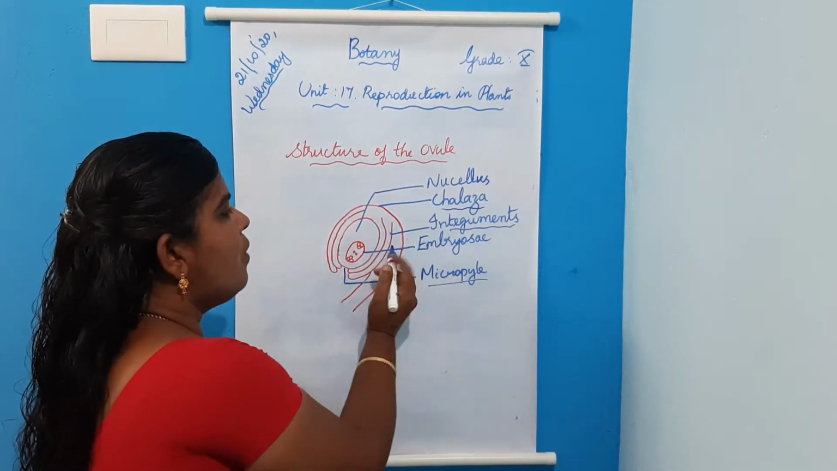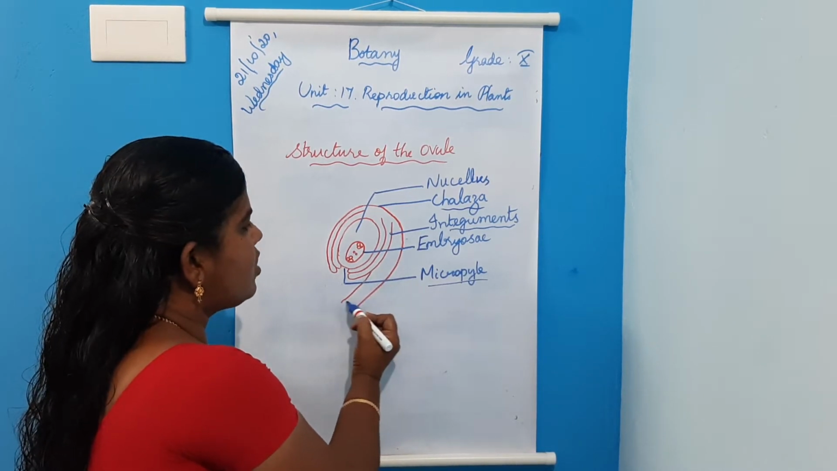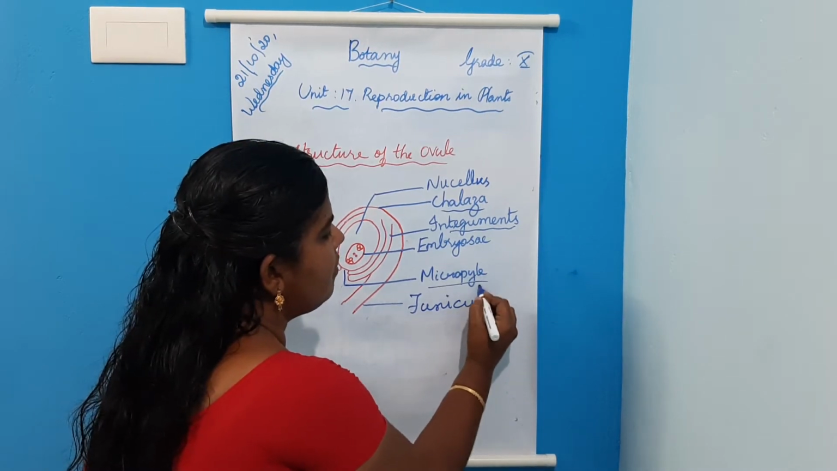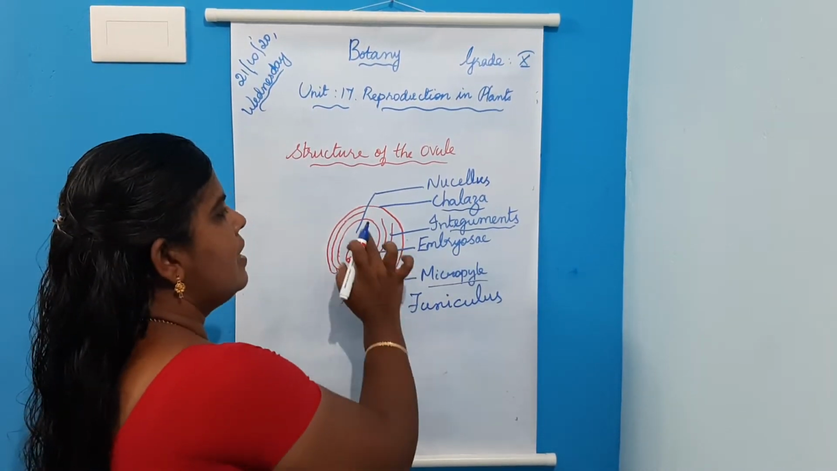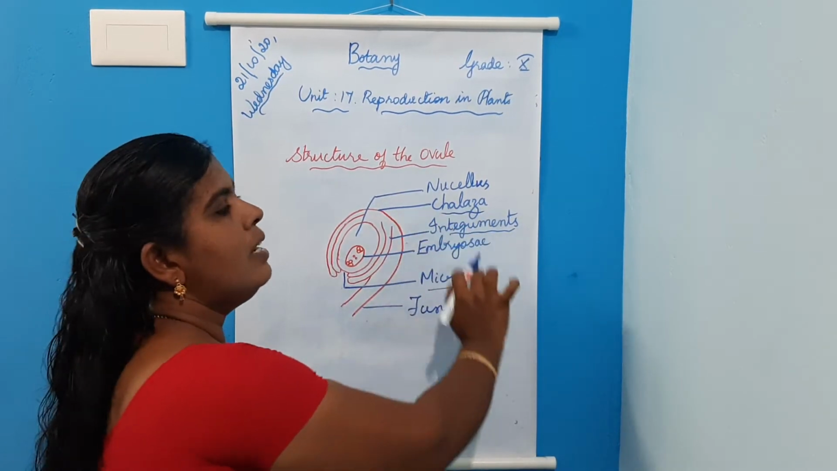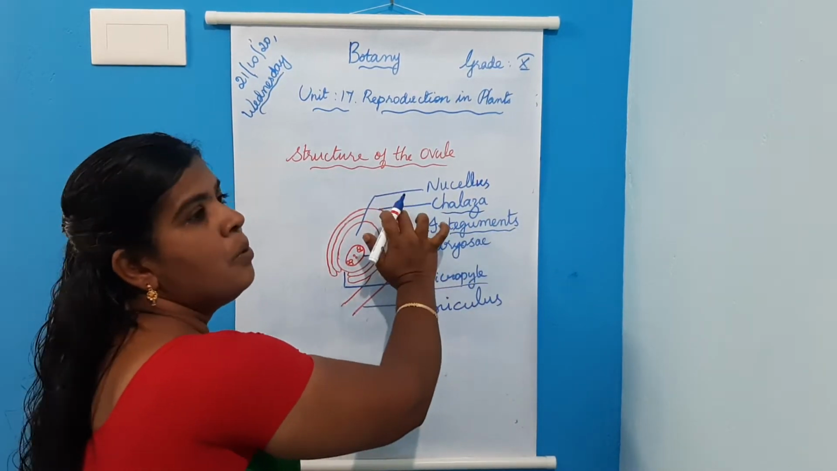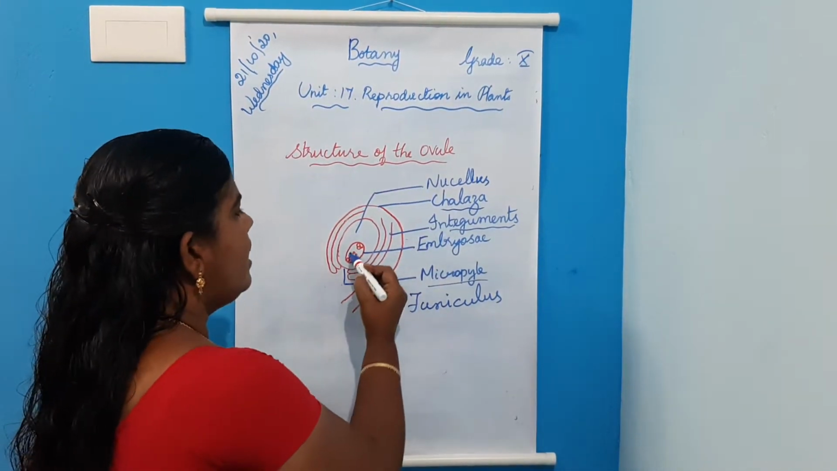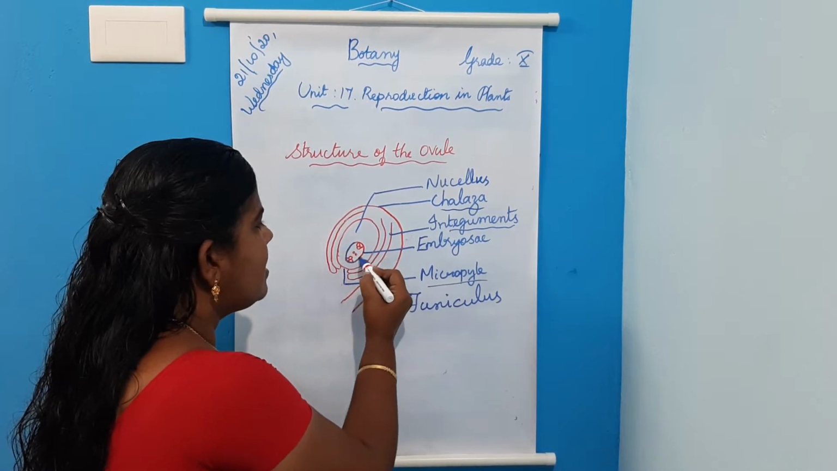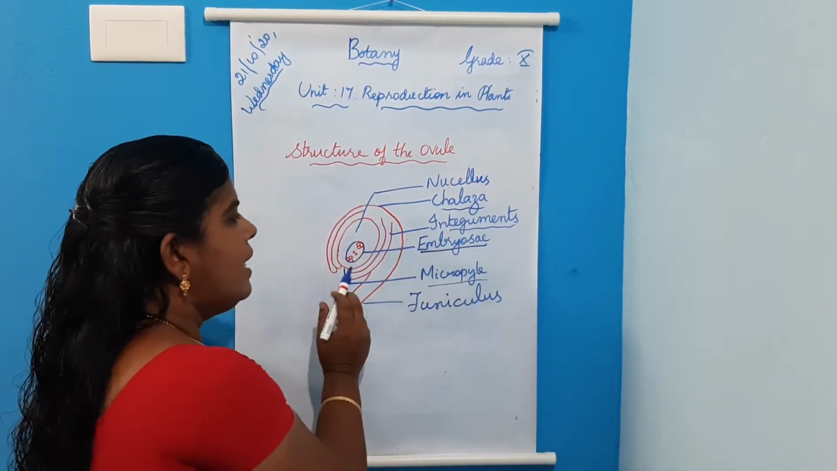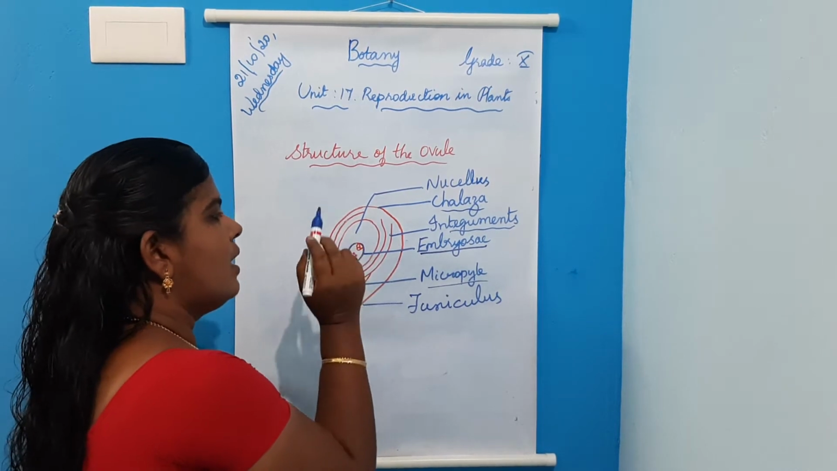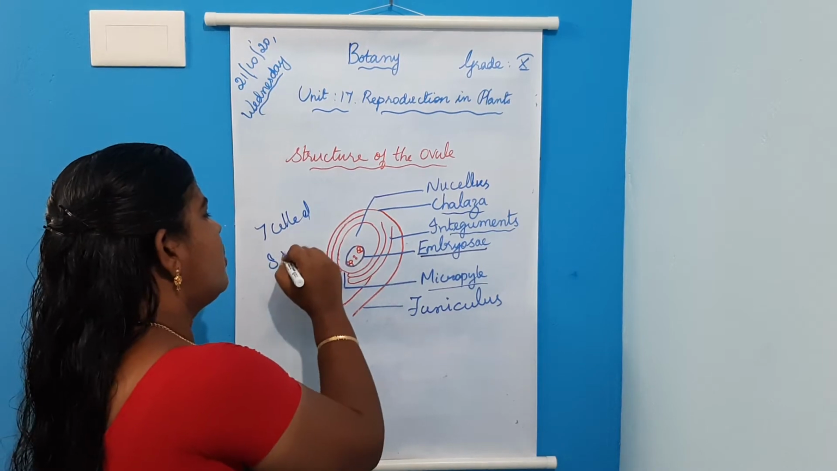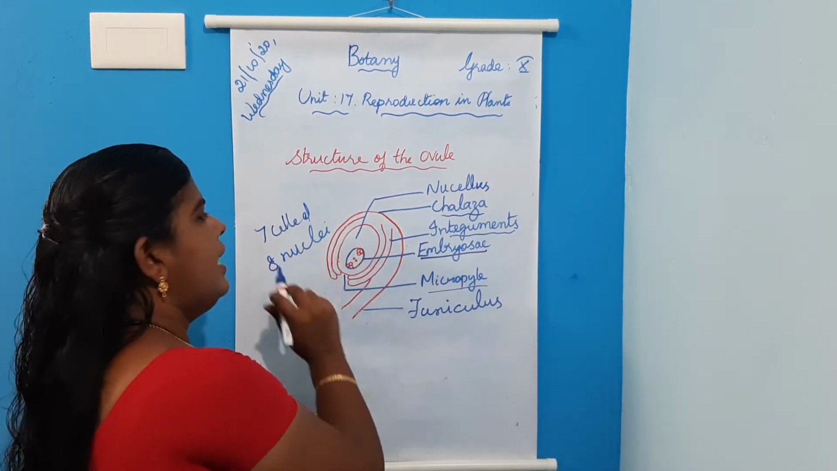Now this ovule is attached to the ovary wall by a stalk. This is called funiculus. Then the basal part of the ovule, or the opposite end of the ovule, is called chalaza. Then this ovule encloses a bottle-shaped structure. What is it? The embryo sac.